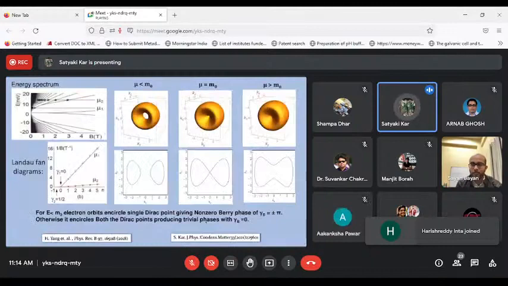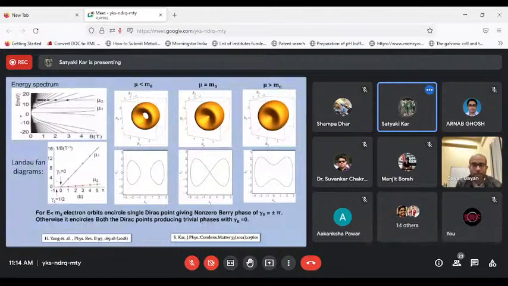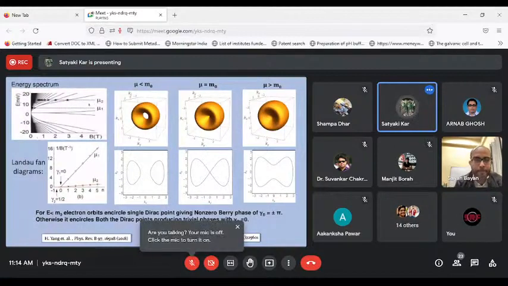Now we can also talk about topology in this problem, just like we mentioned before also, with some argument. So here again this is the energy diagram, the energy spectrum drawn with Py.